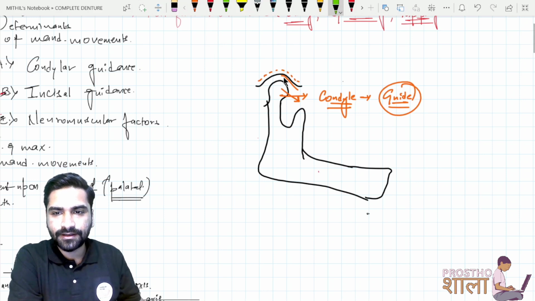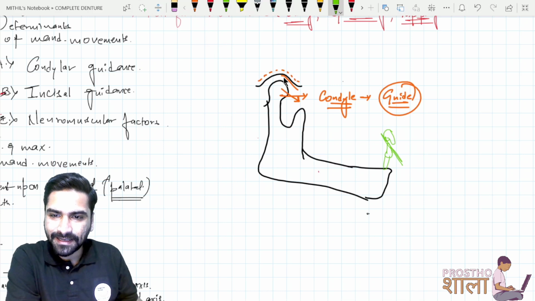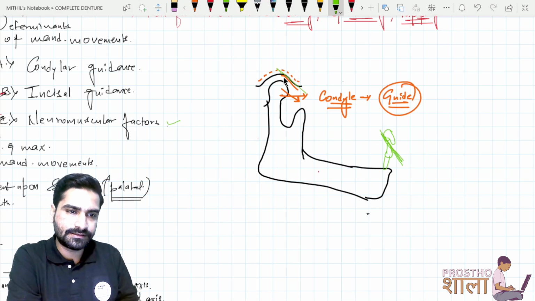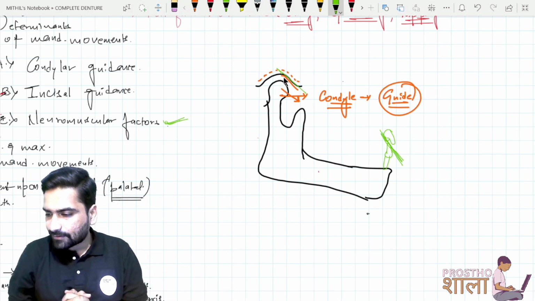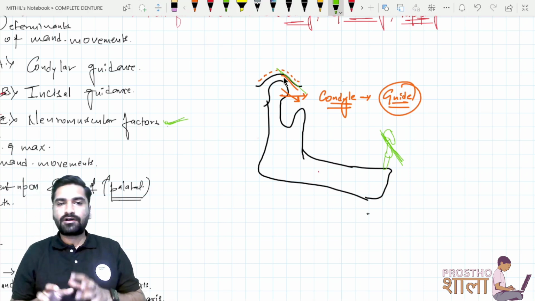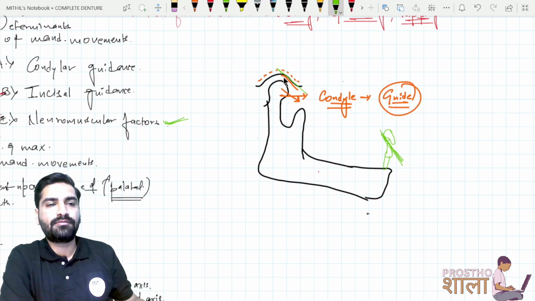So if I draw over here, your maxillary incisor, this is your mandibular incisor, right? So the plane formed by the relationship of the maxillary and mandibular incisors is the incisal guidance, and thirdly is the neuromuscular factors, the nervous system associated with these factors, right? So these three are very important when we talk about the mandibular movements. These are considered as the determinants of mandibular movement.